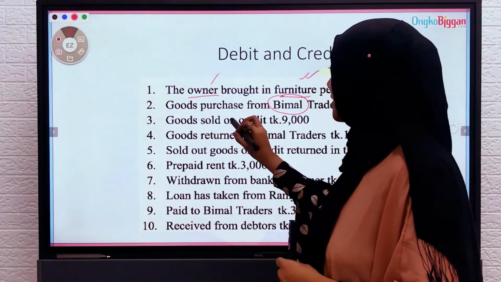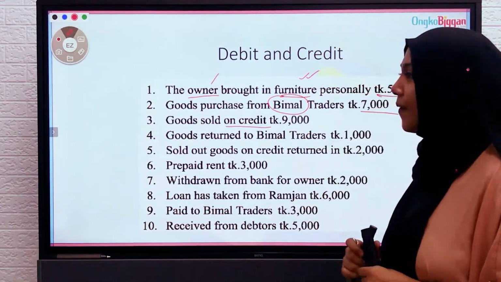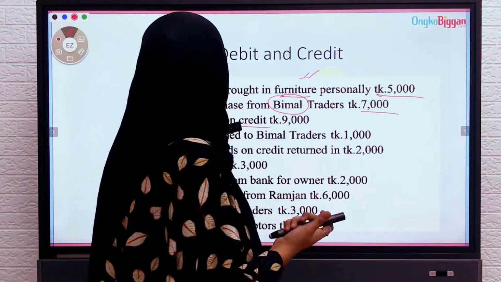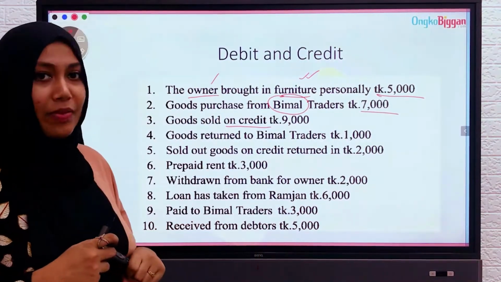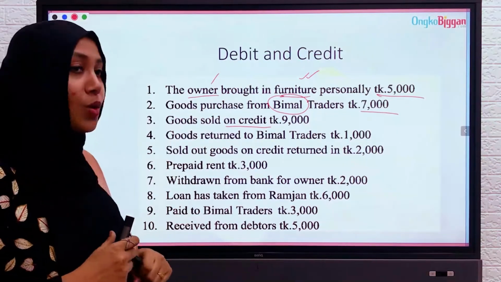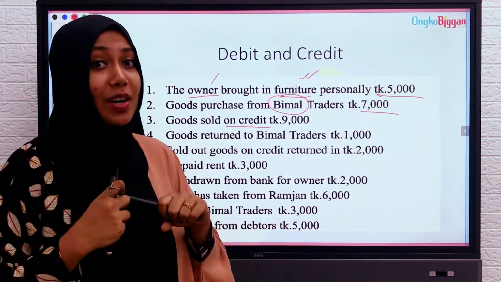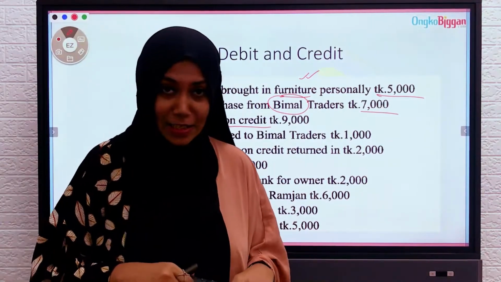Okay, goods sold on credit, taka 9,000. We sold the goods. First we purchased goods on credit, and then again we sold the goods, that's on debit. I can give you a hint. For the purchase there is a creditor, and for the sales there is a debtor.